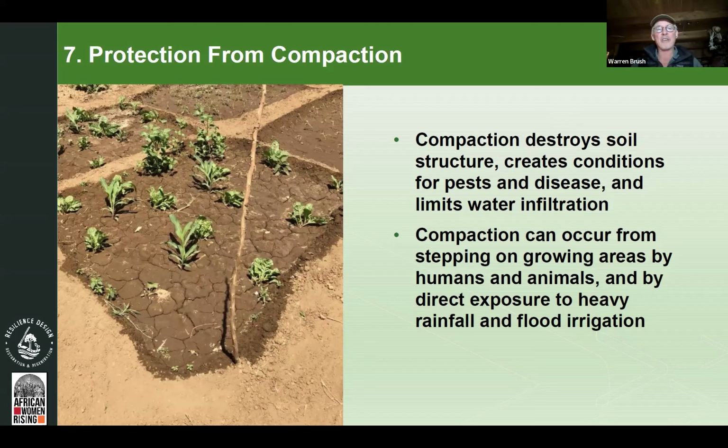And again, when we cause compaction, like I said earlier, we start to create anaerobic environments, which you can see. These plants are struggling, growing in an anaerobic environment with hot soils. And here you see a lot of evaporation happening as well. So you see desiccation in the plants because of the poor soil environment.